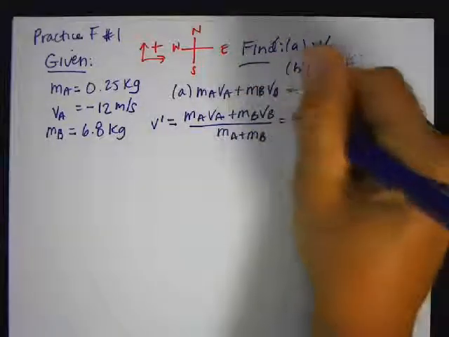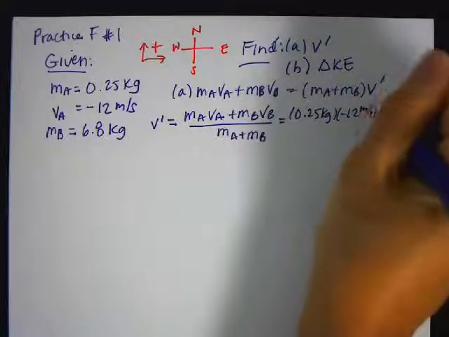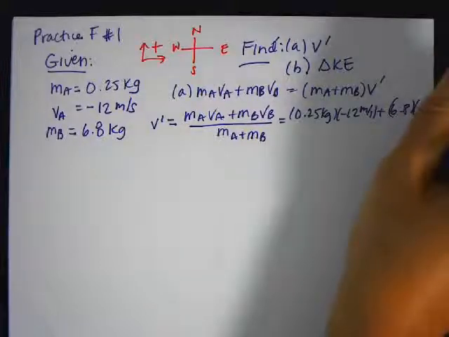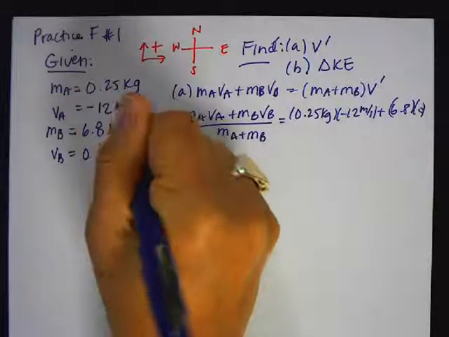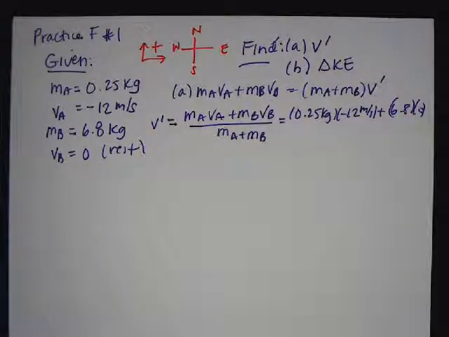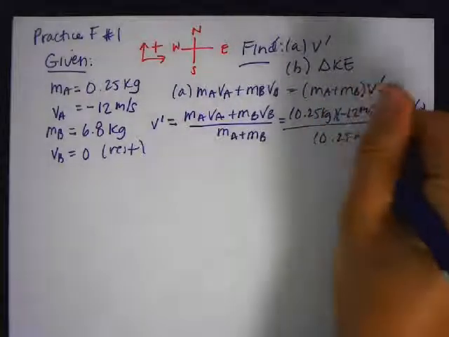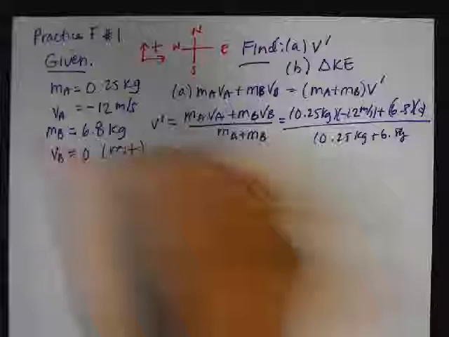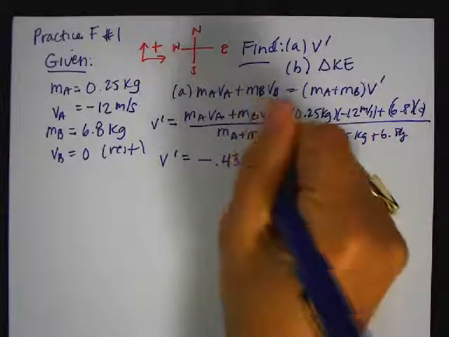So now I'll substitute in my values. I have to be careful with my sign convention. Negative 12 plus 6.8. Now remember that initially the target is at rest because the target isn't moving. Now they don't tell you the target's at rest. You might think, oh, I'm missing some information. But then as you think about it conceptually, you're going to say, oh, the target's not moving. Divided by 0.25 plus 6.8. So V prime comes out to be negative 0.43 meters per second.